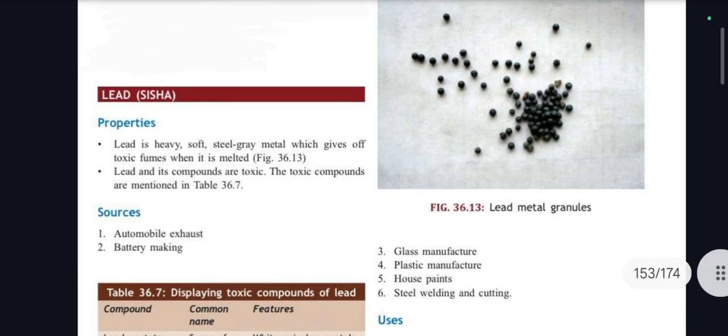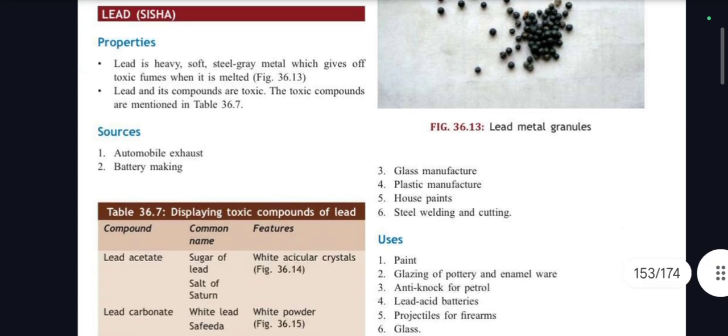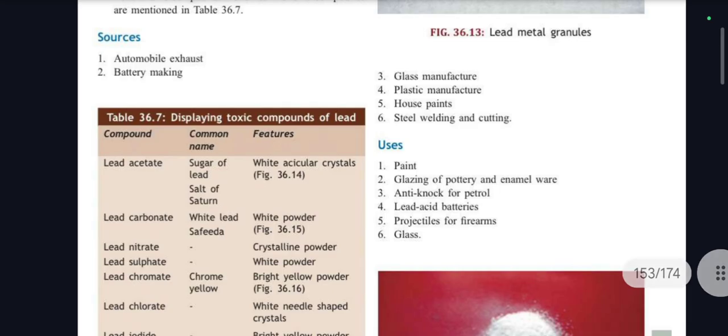What are the sources of lead poisoning? Automobile exhaust, battery making, glass manufacture, sisha, plastic manufacture, house paints, steel welding and cutting. What about the uses? Used in paint, glazing of pottery and enamel work, anti-knock for petrol, lead acid batteries, projectiles for firearms and glass. So these are the uses.